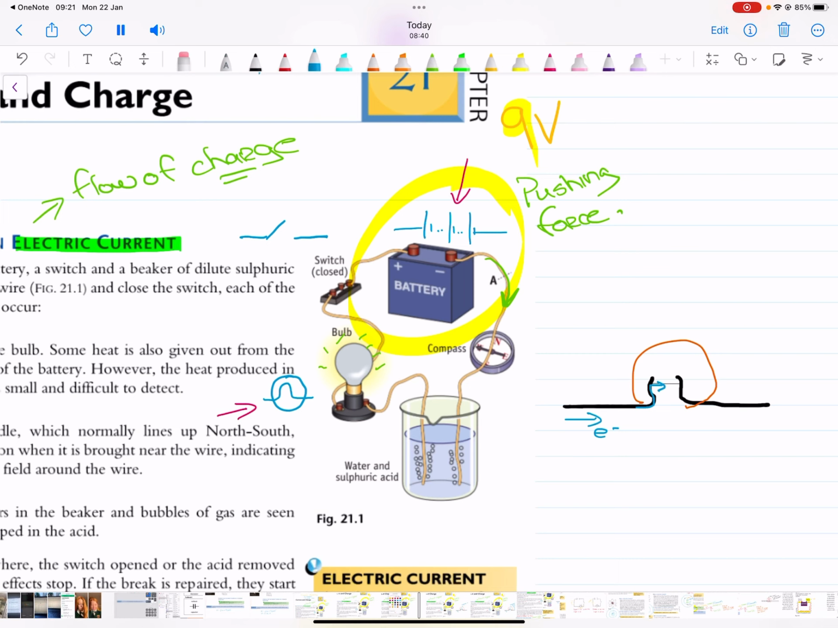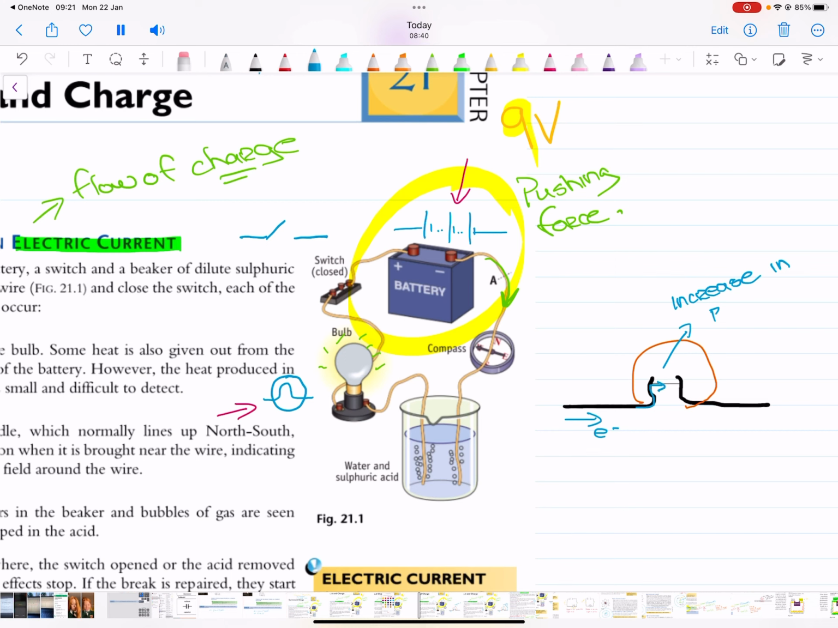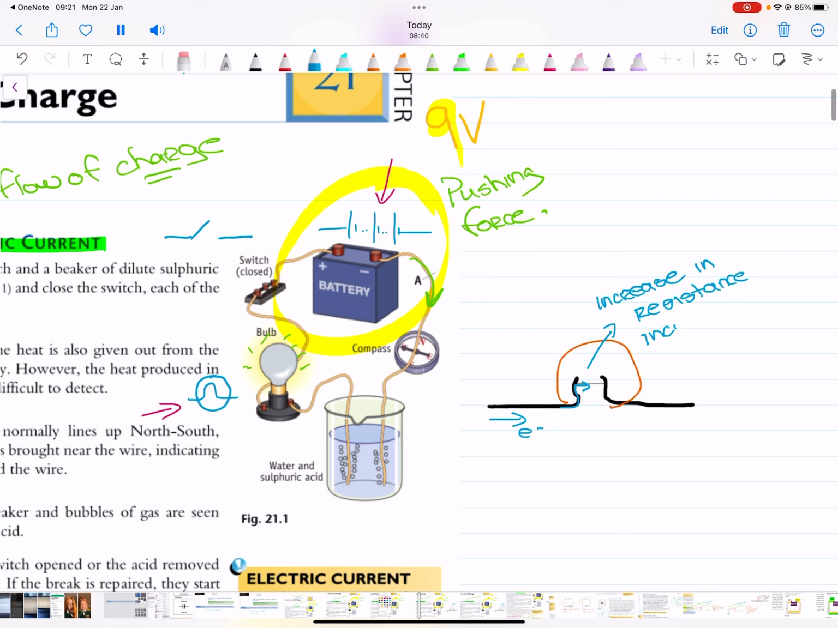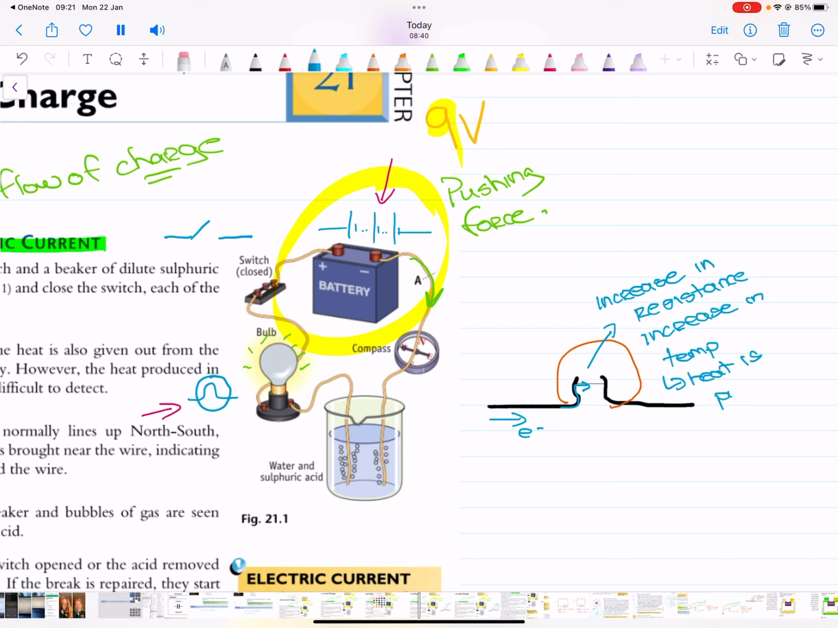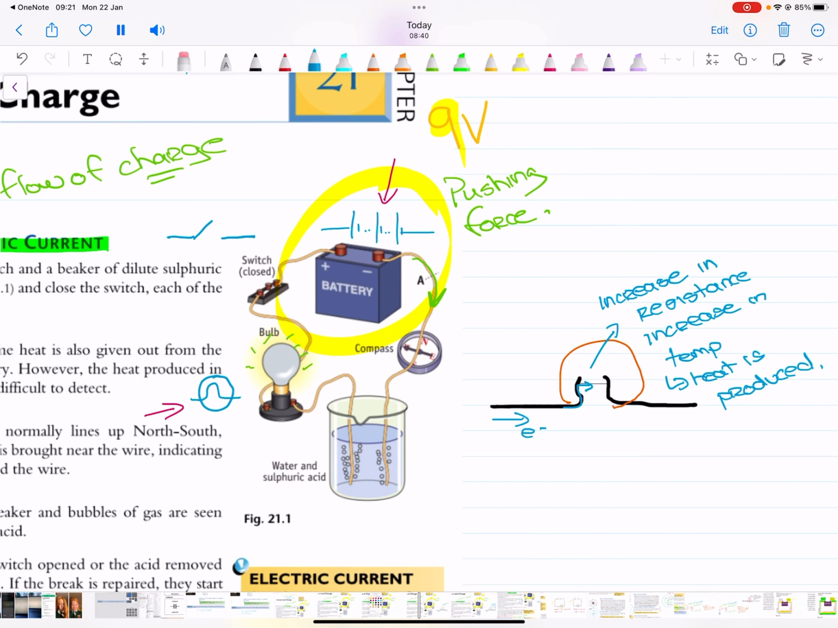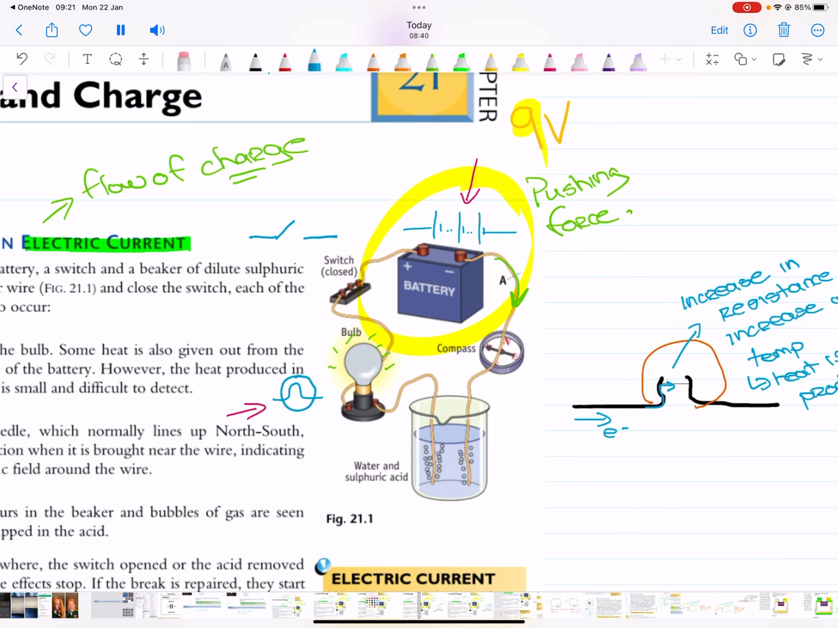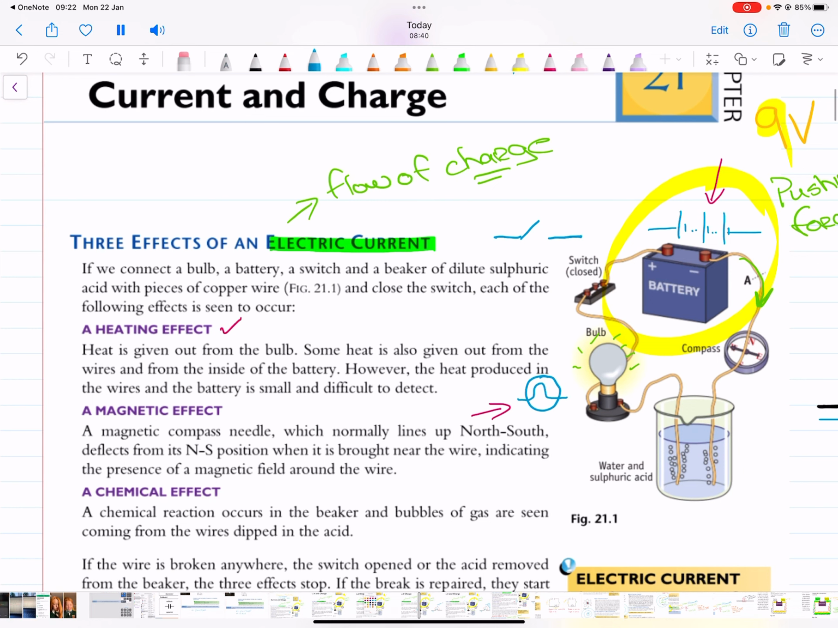The other thing then is the magnetic effect. You can see here the compass. When current flows through the wires, there is a magnetic field around the wires. If you bring the compass in under the wire, the compass will show the presence of that magnetic field by being affected by it. The needle will deflect. It will move from pointing north to south to not pointing north to south. So it'll show that electric current has a magnetic effect.